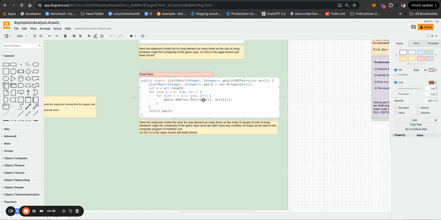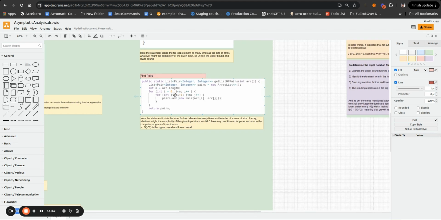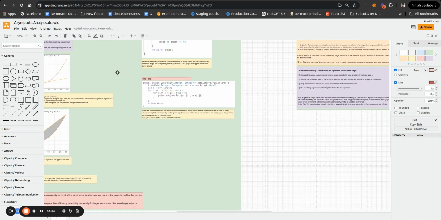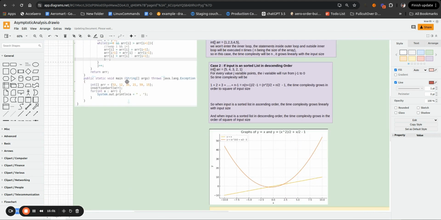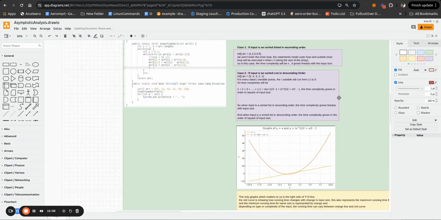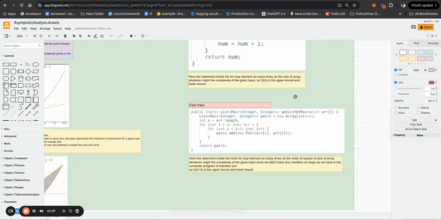Even in this case, whatever might be the complexity of this array, we'll be entering these two loops and adding our pair to the list. In this case, we didn't have any condition on this for loop for running it, while in the case of insertion sort, for entering the inner loop we have a condition. Here we didn't have any condition, so we will be entering this loop anyway, whatever might be the complexity of input. So in this case, our time complexity will be in terms of a quadratic equation.